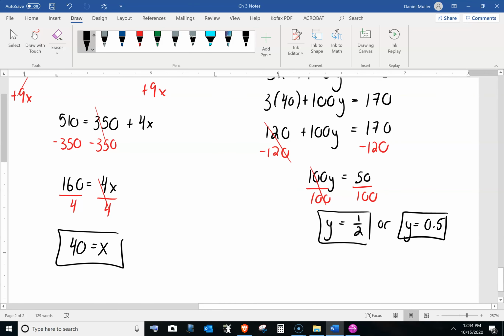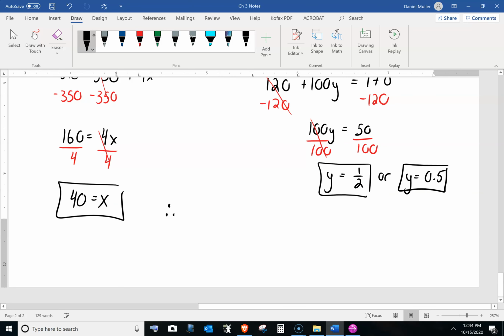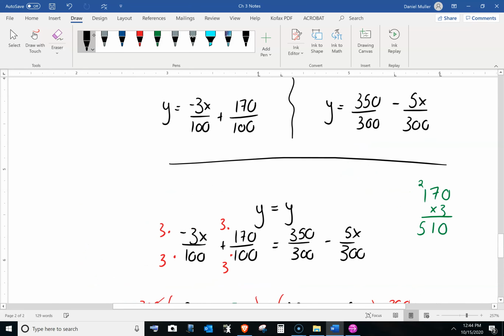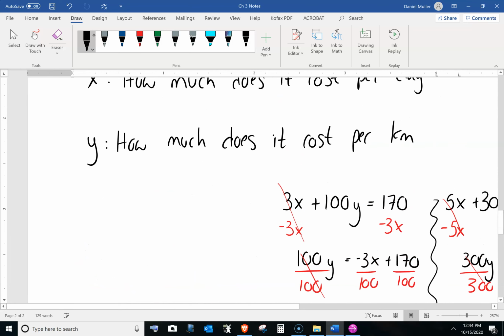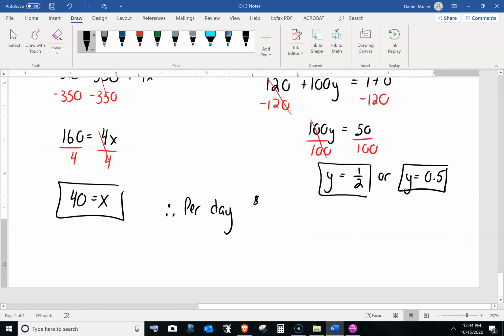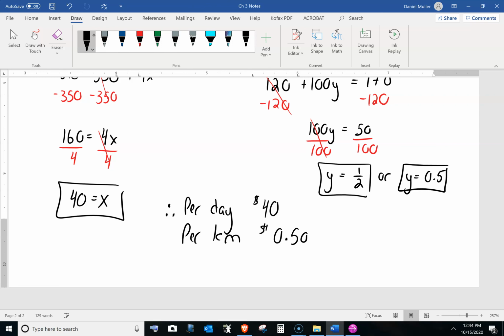So how much does it cost? Maybe I'll write a little therefore here. X is per day, and Y is per kilometer. So I'll write a little sentence there that per day is 40, and then per kilometer is 50 cents. So a half a dollar.